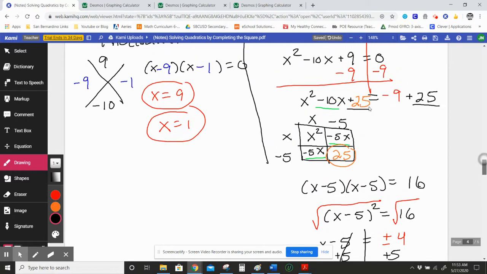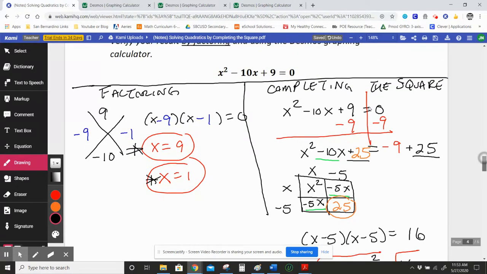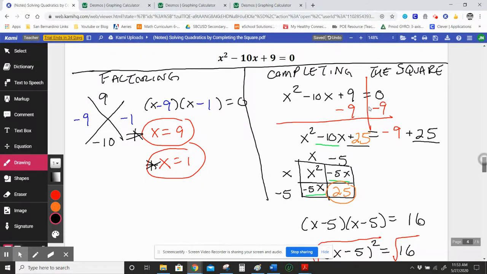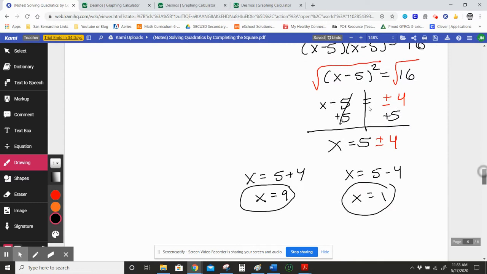And whoop-de-whoop, it's the exact same answers that we got by factoring. So you're probably asking yourself, what the heck? Why would I do it by completing the square when I could just factor it? Well, the answer is you don't have a choice. The reason we use completing the square is when we have something that is not factorable. That is when we actually use completing the square.